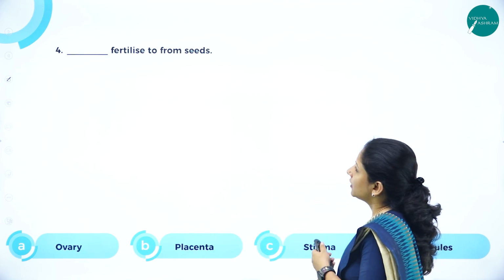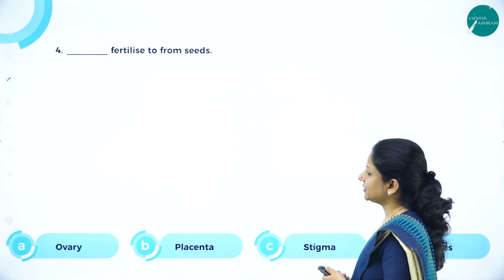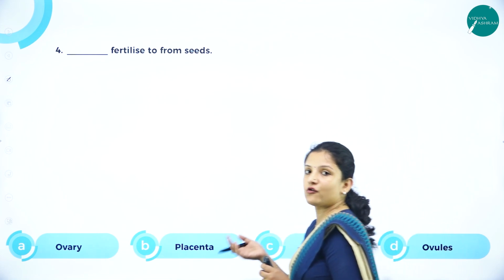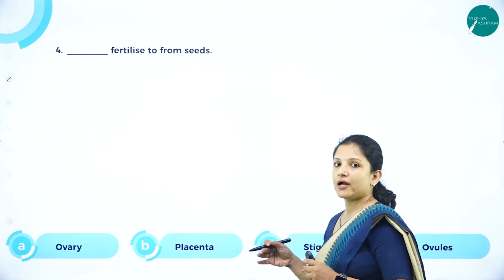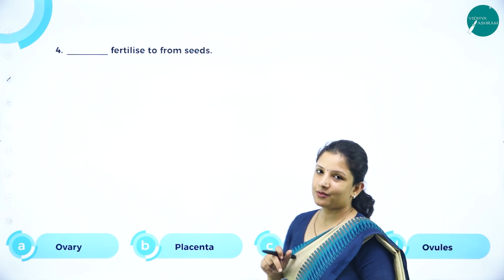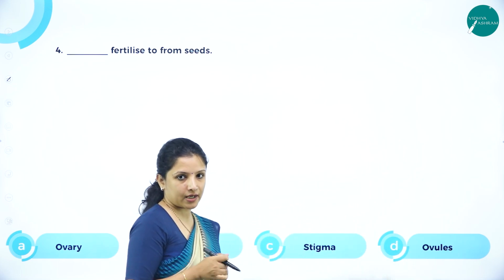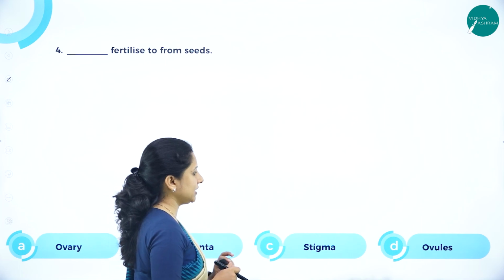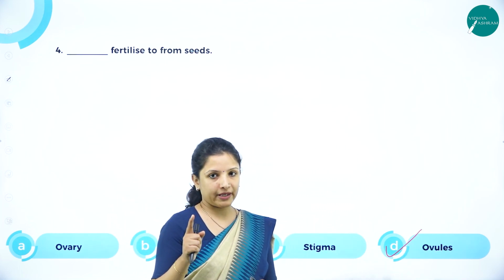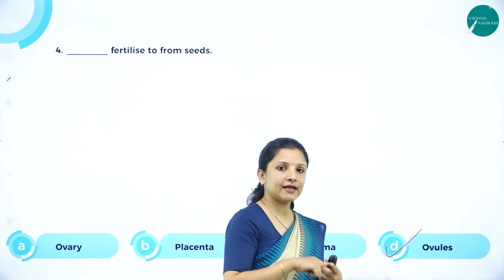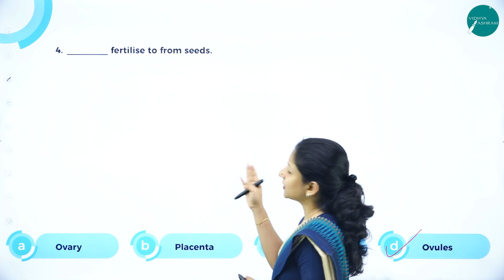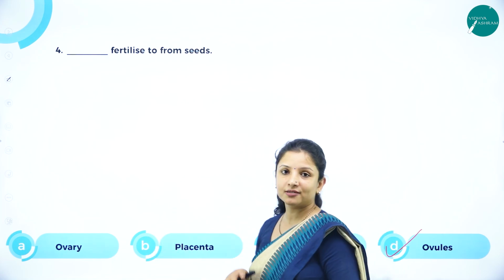Next question. Dash fertilized to form seeds. Ovary, no. Ovaries do not undergo fertilization. Ovaries directly form the fruit. Placenta, no. It is a connection between the ovary and the ovules. Stigma, no. Stigma just receives the pollen grain. It has nothing to do with the development of the seeds. It is the ovule. One of the male gametes in the pollen grain will fertilize the ovule to form the seed. So therefore, ovules fertilize to form the seeds. The right option here is option D.